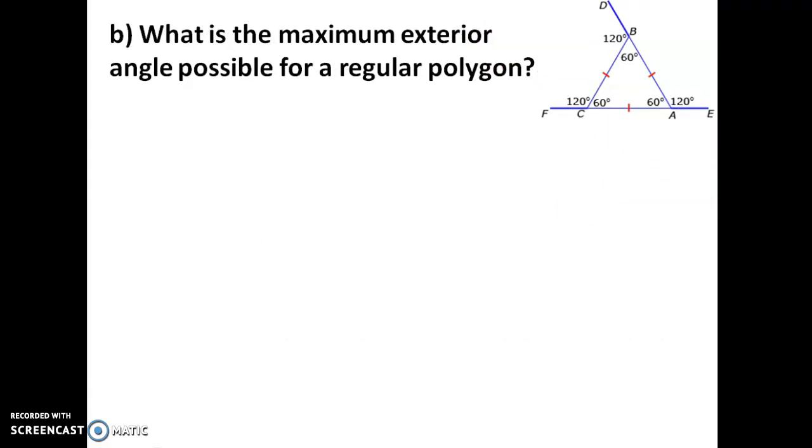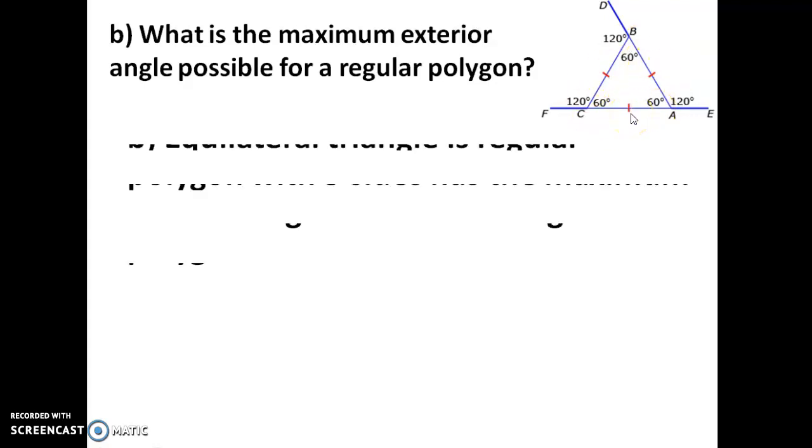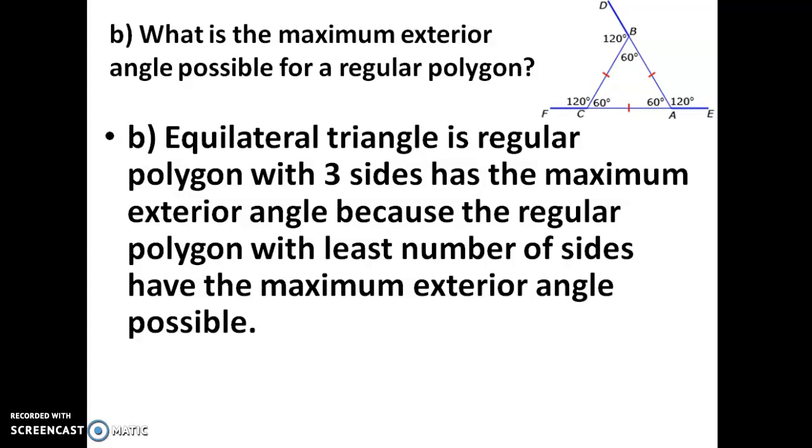Okay, now the next question. What is the maximum exterior angle possible for a regular polygon? For which polygon can we have a maximum exterior angle? When we have the minimum interior angle, only then can we have the maximum exterior angle. Is it not? If this angle is minimum, this angle can be more. So don't think about any other polygon, only the equilateral triangle. An equilateral triangle is a regular polygon with three sides and has the maximum exterior angle because the regular polygon with the least number of sides has the maximum exterior angle possible.